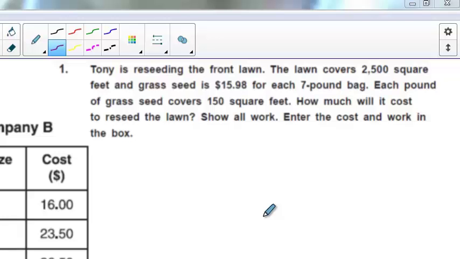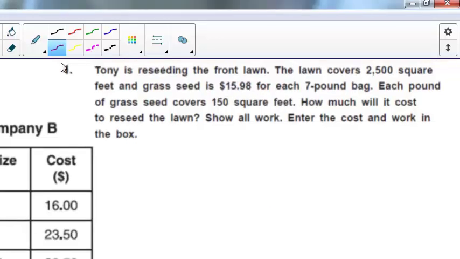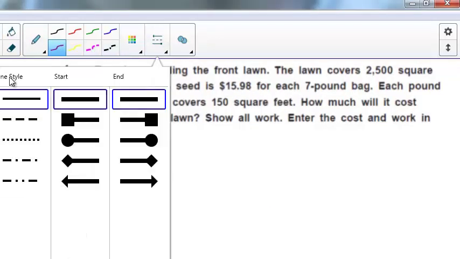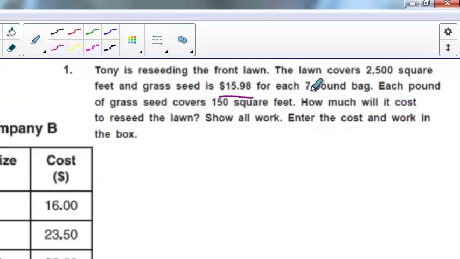So it says Tony is reseeding the front lawn. The lawn covers 2,500 square feet. The seed is $15.98 for a 7-pound bag. Each pound of grass seed, so 1 pound, covers 150 square feet.